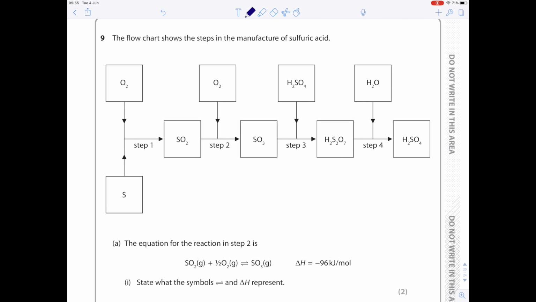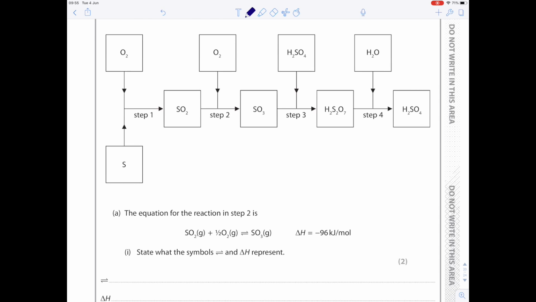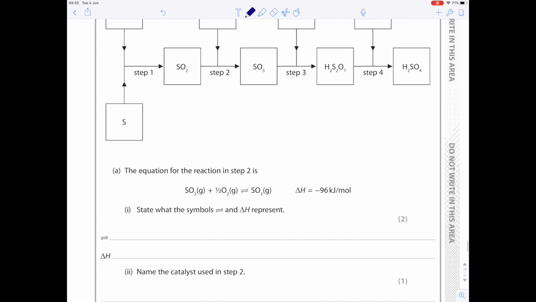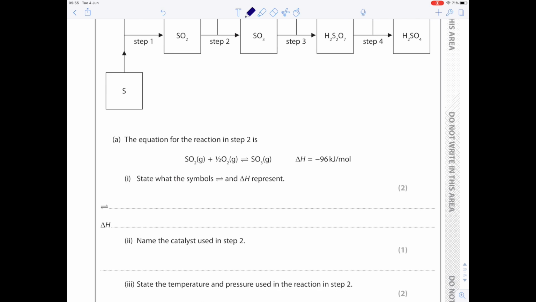The flowchart shows the steps in the manufacture of sulfuric acid. The equation for the reaction in step 2 is: state what the symbols that and that represent. Okay, so the first one is that it's a reversible reaction. And that delta H shows the enthalpy change, or the heat energy change.